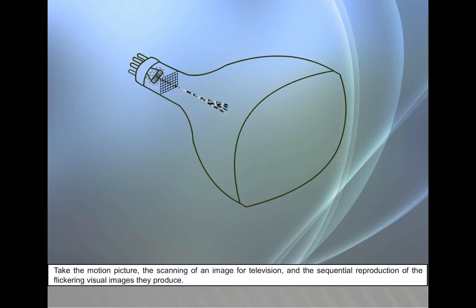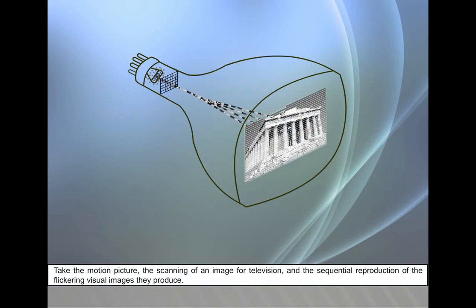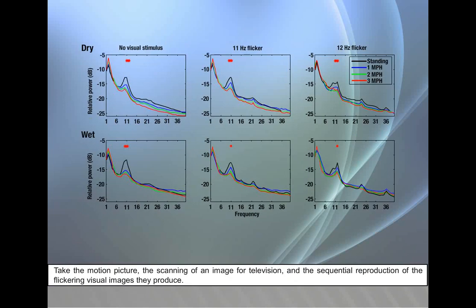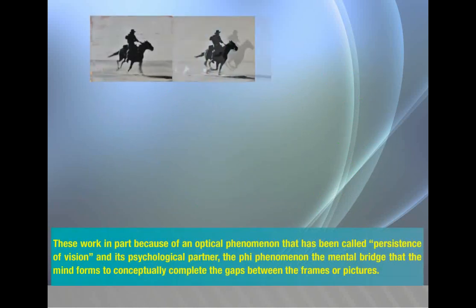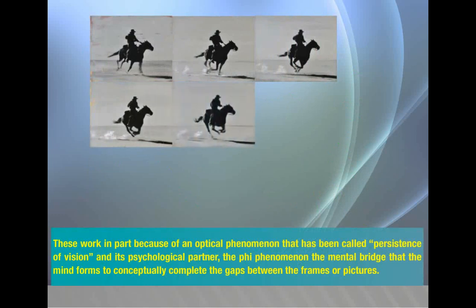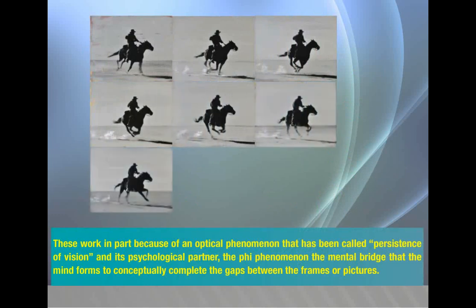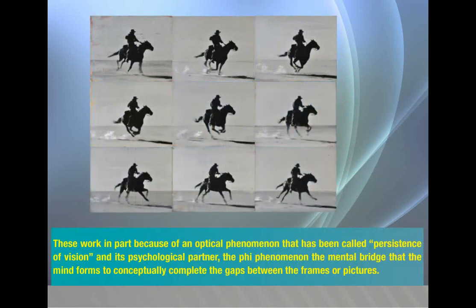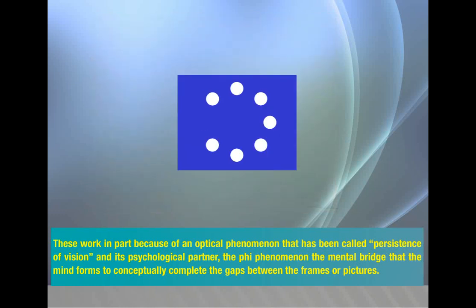Take the motion picture, the scanning of an image for television, and the sequential reproduction of the flickering visual images they produce. These work in part because of an optical phenomenon that has been called persistence of vision, and its psychological partner, the phi phenomenon, the mental bridge that the mind forms to conceptually complete the gaps between the frames or pictures.